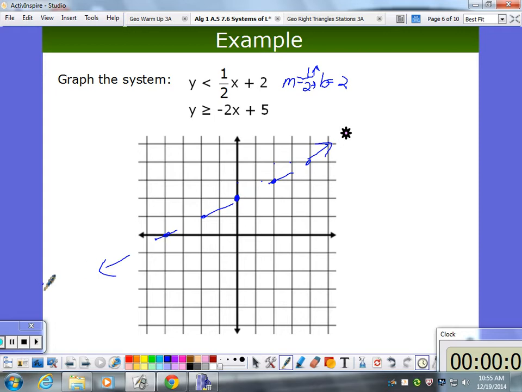I'm going to put arrows. I'm going to put my little note here that this one's dashed. Sometimes they're hard to see. Okay. Now, above or below? Less than, below.